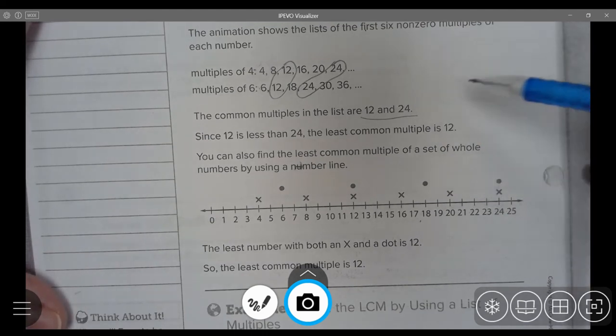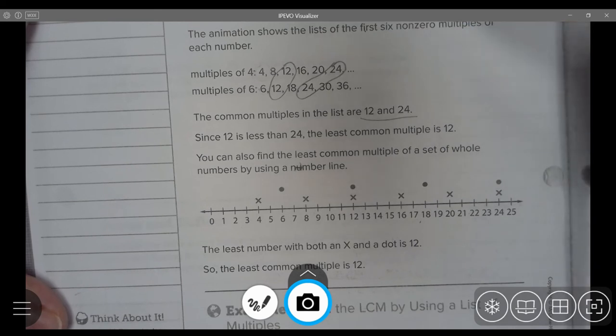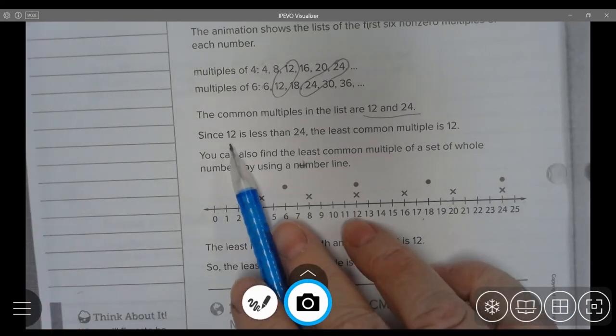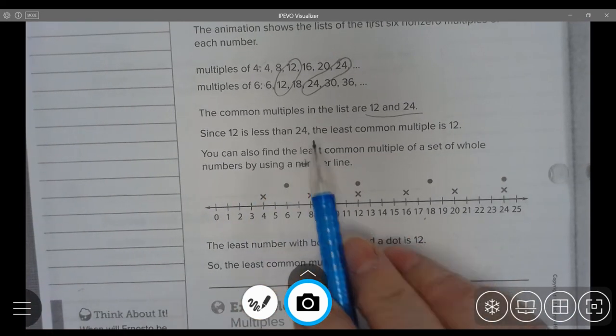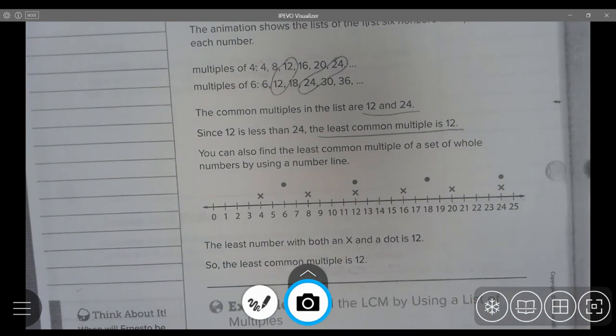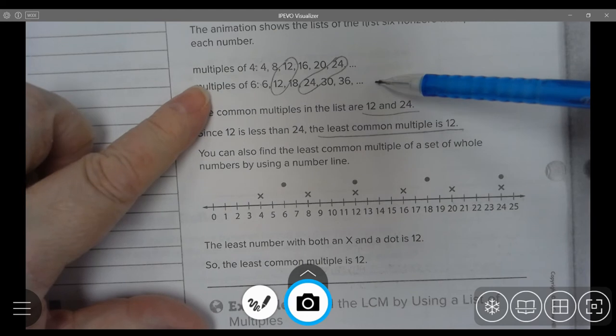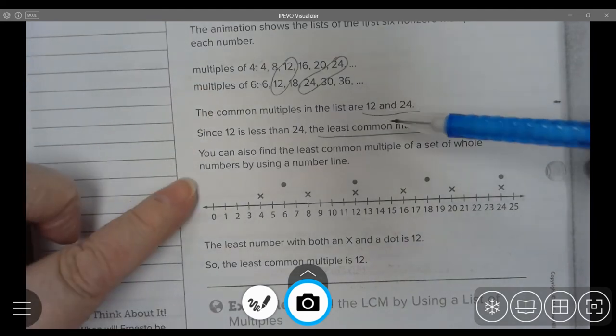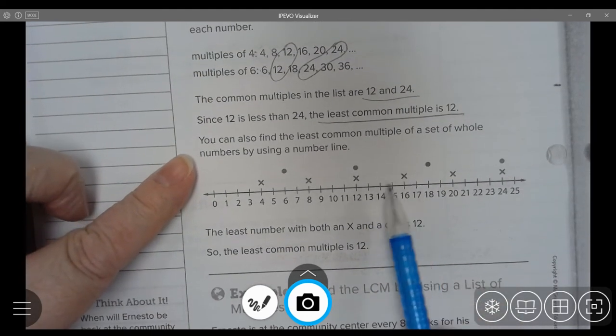We could go on and find more common multiples, but at this point we want to find the least, or the smallest. Since 12 is less than 24, the least common multiple would be 12. So one way to do it is to list, but that sometimes can be hard. So we can also do this.